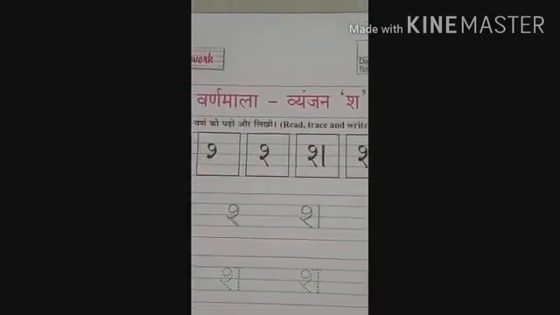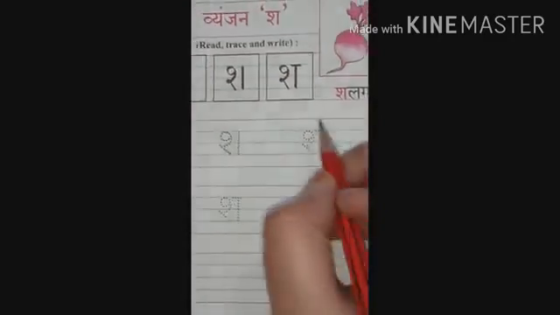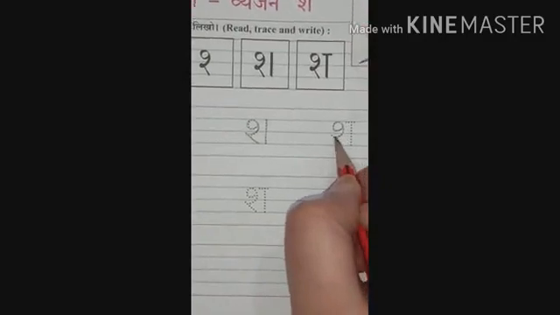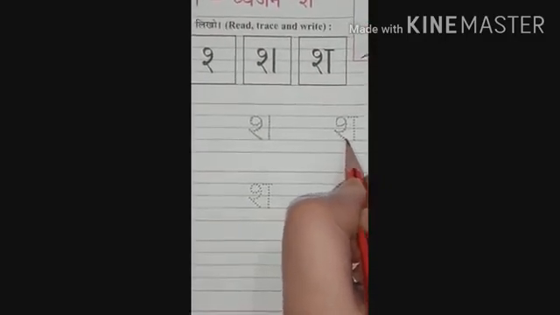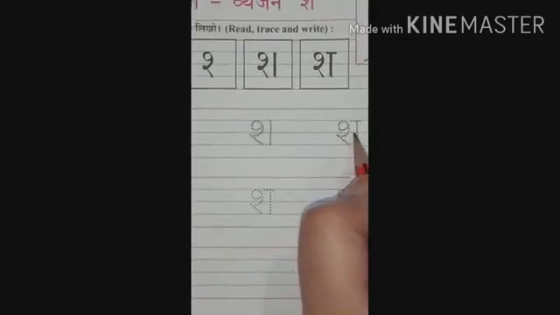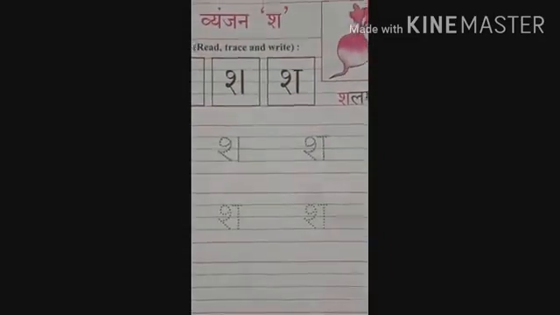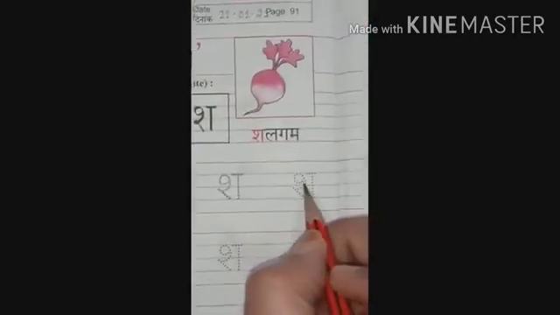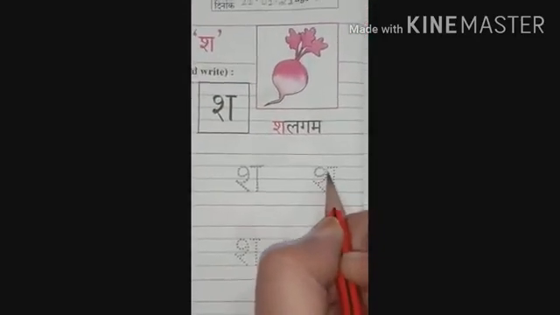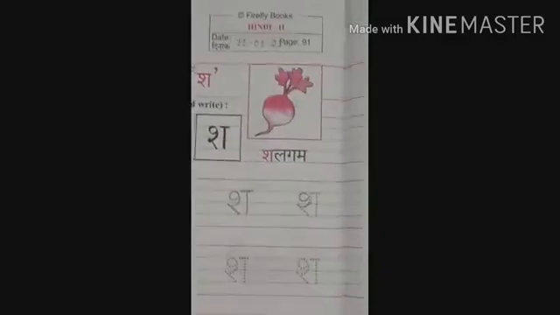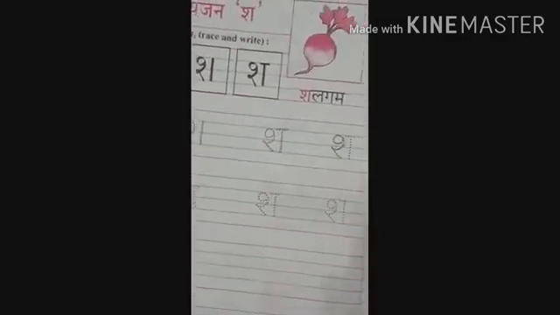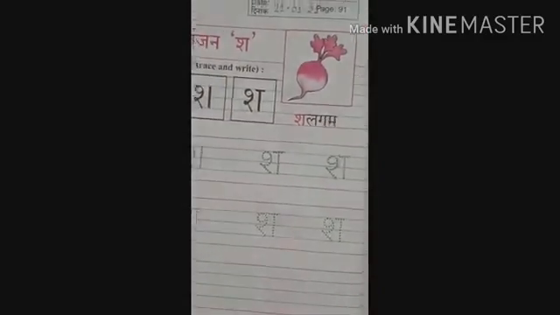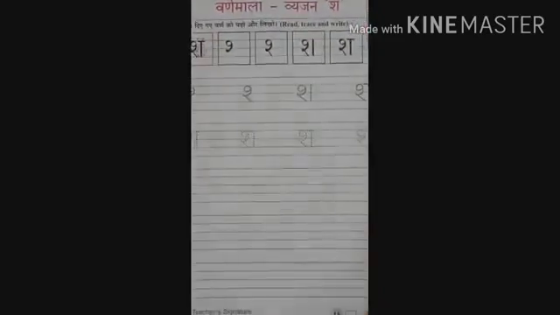Sh se shalgam. Look again, one more time. First you have to make one circle like this. After that, one curve, then one slanting line, and then one standing line. After that, you have to make one sleeping line. Like this, you have to make व्यंजन sh. Sh se shalgam. First circle, then curve. Okay, so after the slanting line, you have to make one standing line, and then one small sleeping line. Now you have to complete this tracing part by yourself.